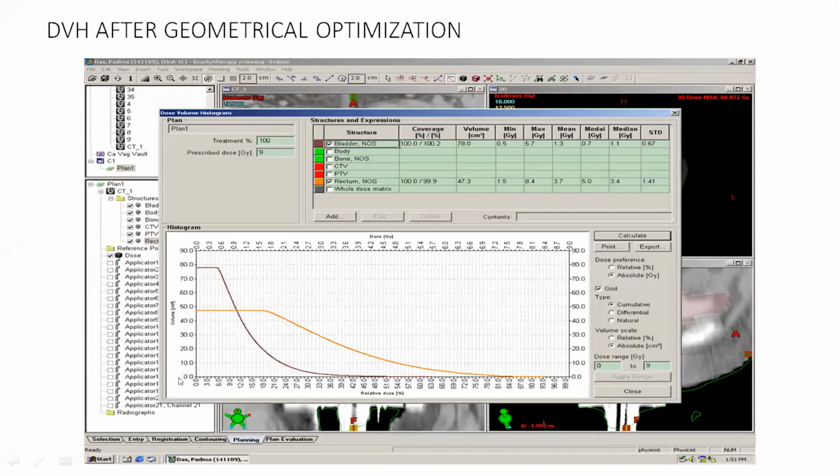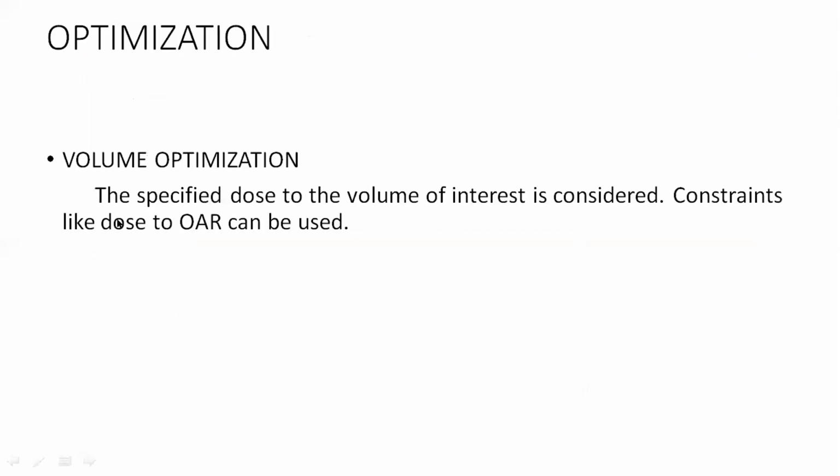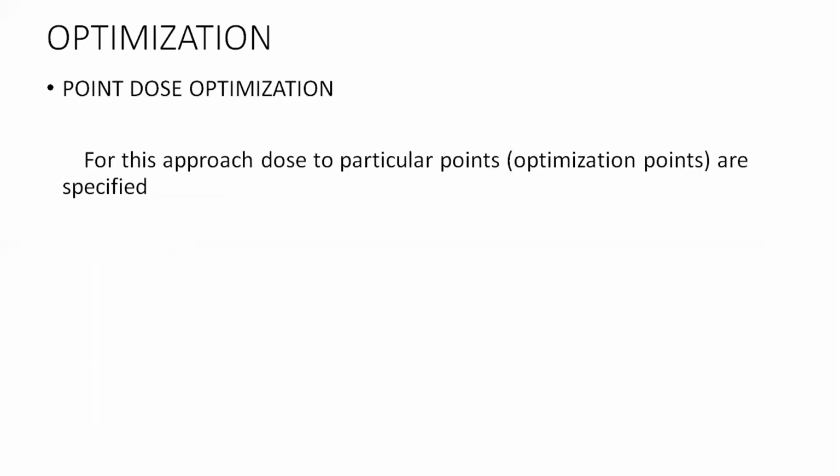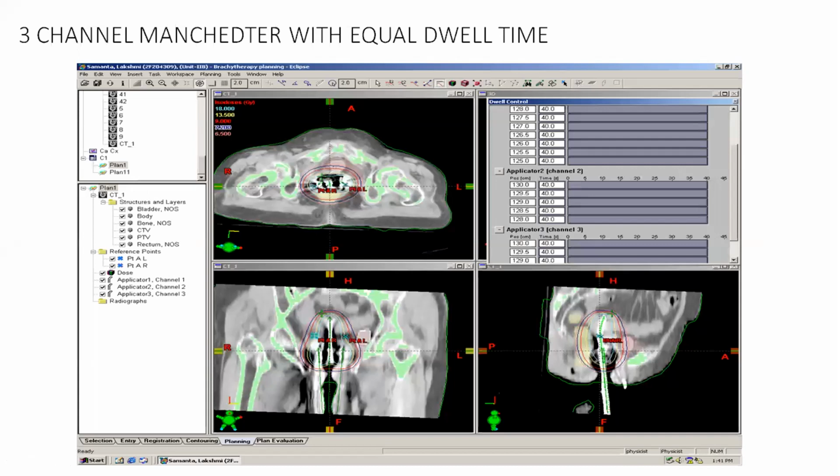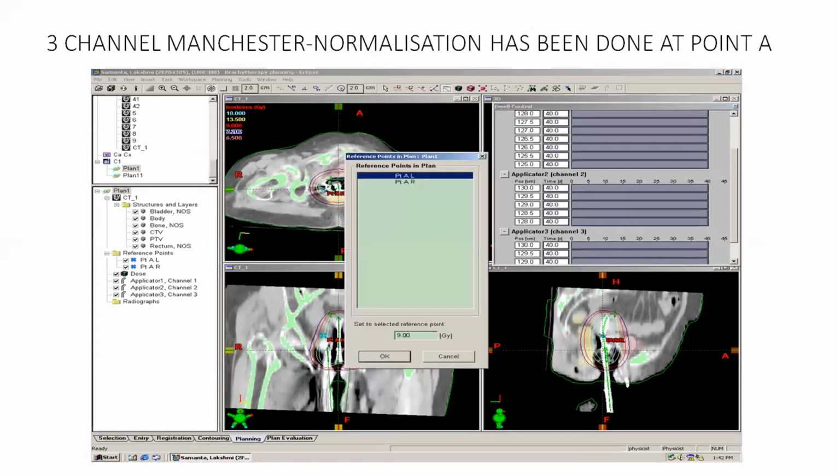This is a typical dose volume histogram that you see after you optimize. You see the organ at risk out here, bladder, the rectum, sigmoid, and everything. You can also do a volume optimization, point dose optimization. This is a plan with no optimization, all have equal dwell times. Now you start optimizing to a reference point.